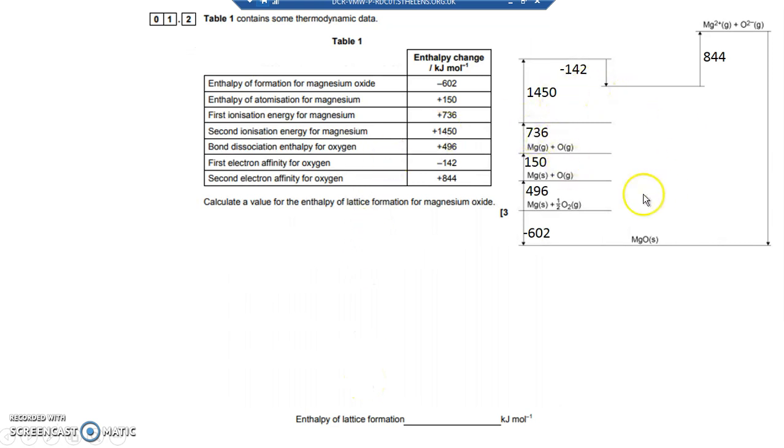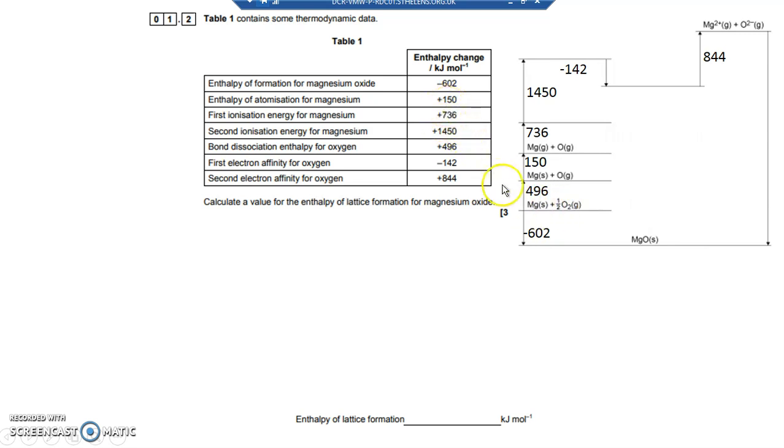I've put them into the diagram here so you can see what's happening. So I've got -602 will be the enthalpy of formation of magnesium oxide. So enthalpy of formation is forming the magnesium oxide from elements in their standard state. So magnesium is a solid metal in its standard state. Oxygen is a gas. Remember, standard state is how you'd find them in a laboratory.